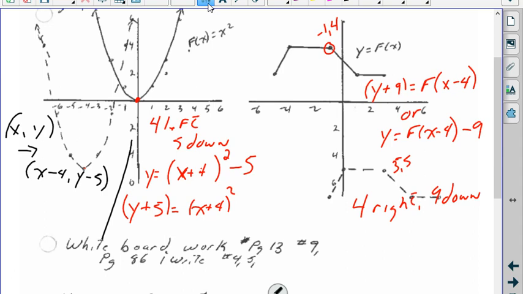Over here, the 4 right and 9 down, the coordinate (x, y) becomes, so every x coordinate became 4 bigger. Had to move it this way, so we had to add 4 to it. And every y coordinate lost 9 points.